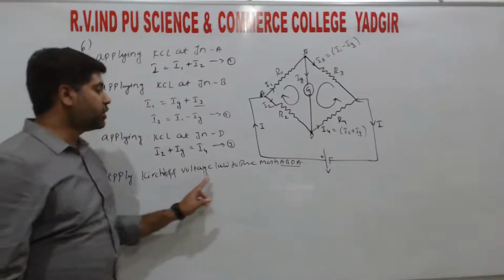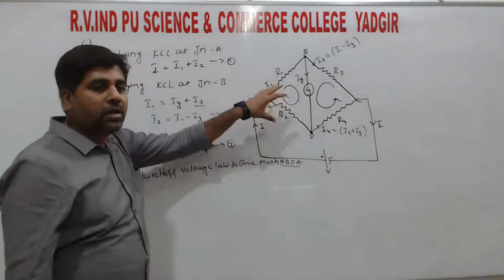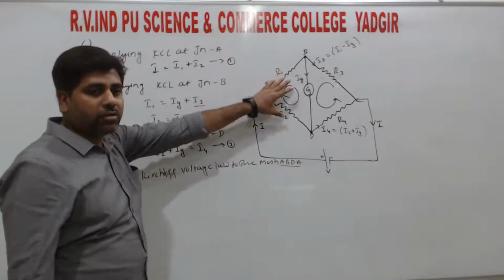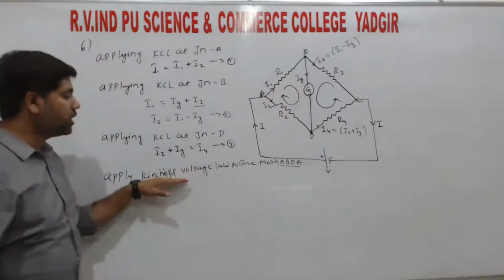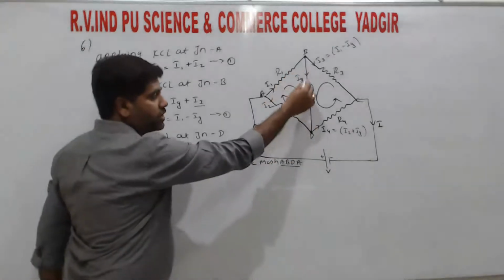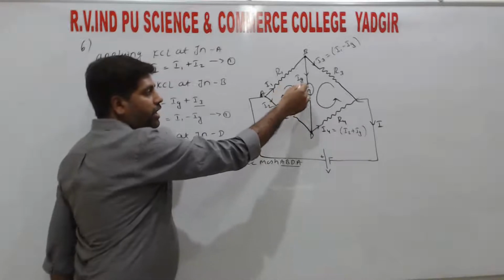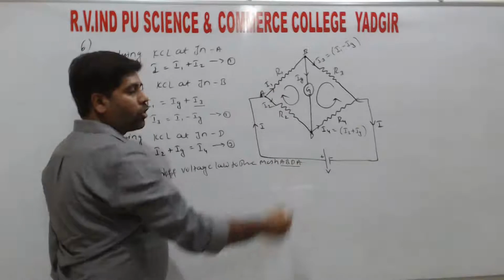So first apply Kirchhoff voltage law to the mesh ABDA. That means, Kirchhoff voltage law says the algebraic sum of the IR products is equal to the sum of the EMF in the mesh, right? So that gives the definition of the Kirchhoff voltage law. Here we don't have any voltage in this mesh, so the voltage is 0. Only the relation we need to write here is the summation of IR products, right?